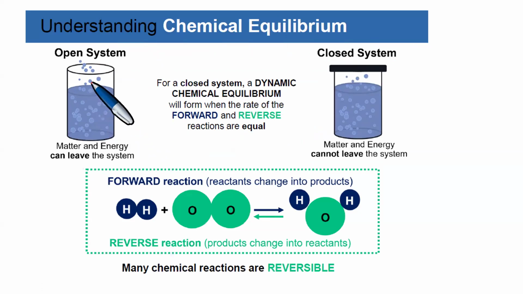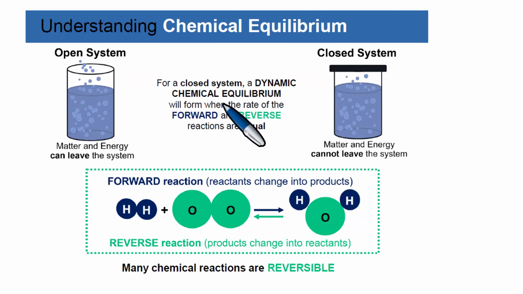So to start with, we're often interested in what we call open systems and also what we call closed systems. Now, what is an open system? In an open system, matter and energy can leave the system. But in a closed system, matter and energy cannot leave the system.